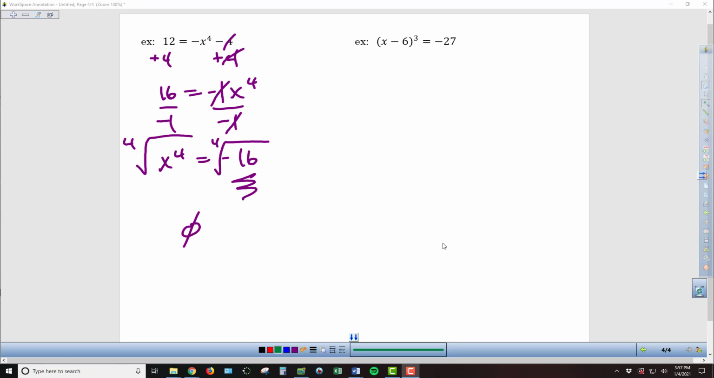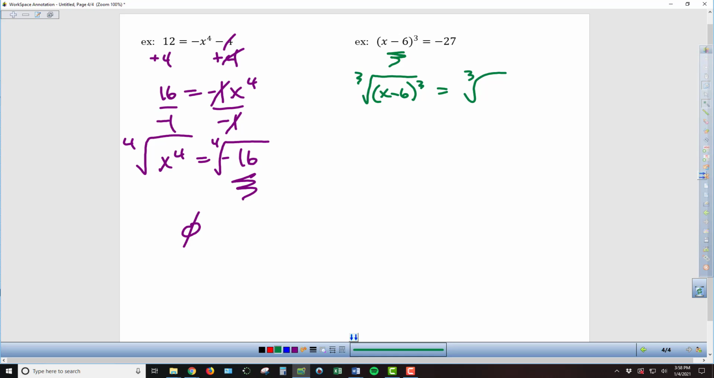So in our last example, we don't have just the variable being raised to the third power, but we have an entire expression. And so that doesn't change anything for us in terms of we're going to have to take the cube root of both sides. It just means that after we do that, we're going to have a little bit of work that we need to do. So I'm going to jump straight to taking the cube root of both sides.